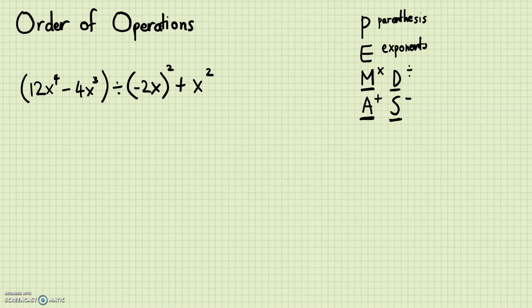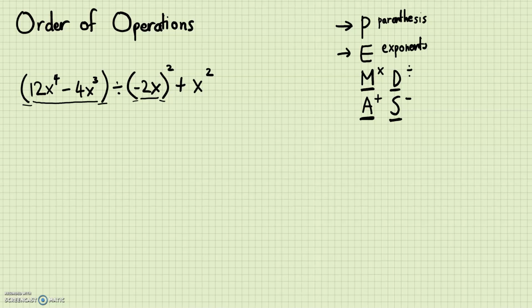So when we're trying to simplify this, the first thing you should keep in mind is the P, the parentheses. There are two sets of parentheses here, and can we simplify anything inside the parentheses? In this case, we can't. We can't simplify this part. We can't simplify this part. Okay, so we're done with parentheses.